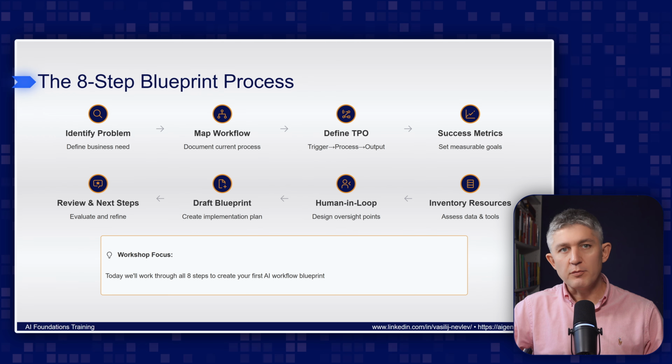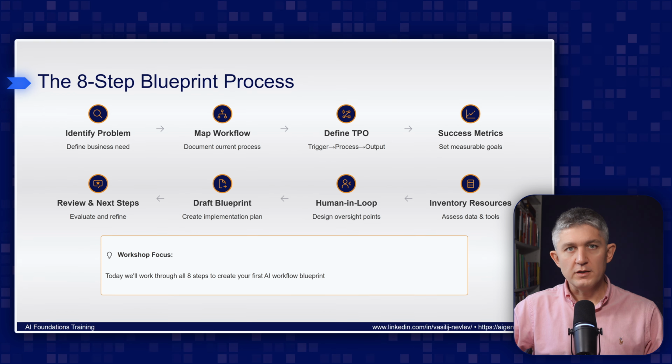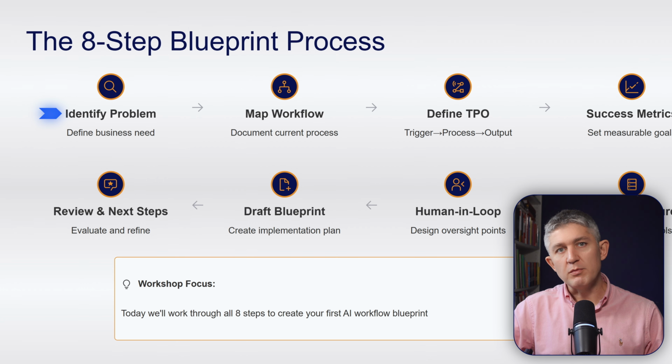Here's our 8-step process. I'll name each one and then we will do it all together throughout the session. Number 1 is identify the problem. Define the business need and not the technology. Remember to focus on the value. Number 2, map the workflow. Document the current process exactly as it runs today. You will need the baseline later on.